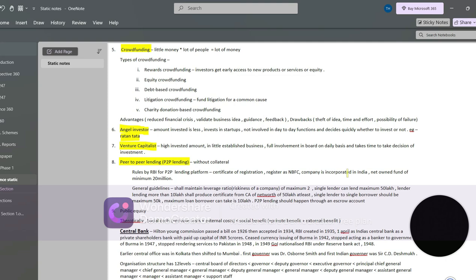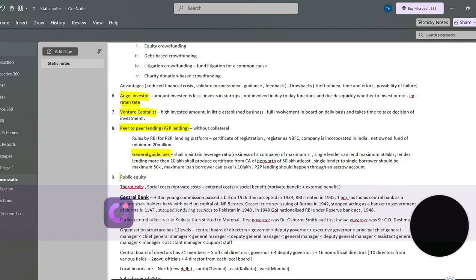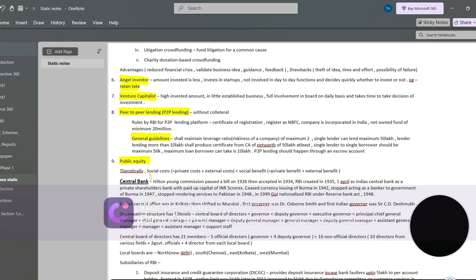Next, a single lender can lend up to a maximum of 50 lakh, and a lender who is lending more than 10 lakh should produce a certificate from a CA that the net worth is at least 50 lakh. Now, a single lender can lend a maximum of 50,000 to a single borrower, and also the maximum loan a single borrower can take is 10 lakh. And all the lending of P2P should happen through an escrow account. So these are very important. Now, last is public equity, which is well known, how equity shares work.